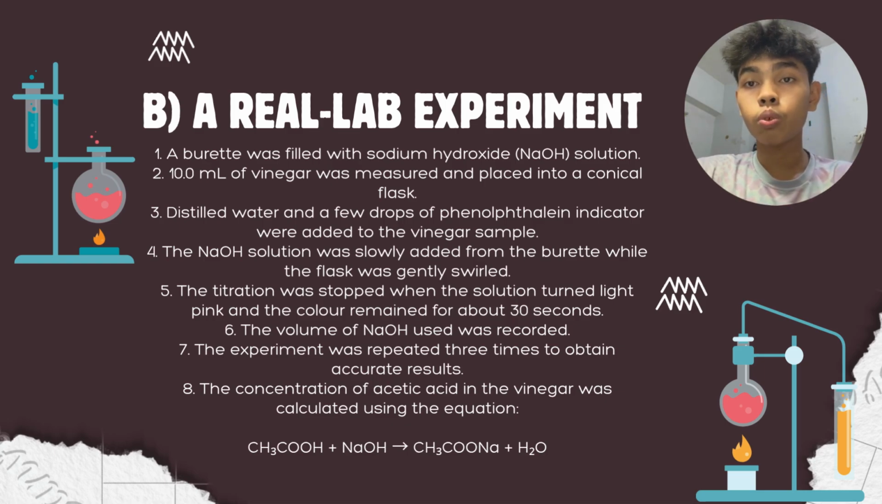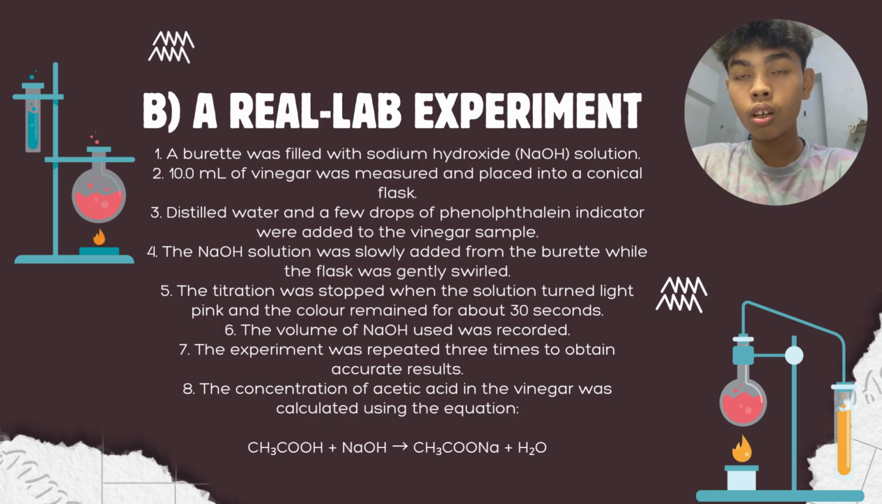Sodium hydroxide solution was added from the burette to the flask while the flask was shaken gently. Titration was stopped when the solution turned light pink and the color remained for about 30 seconds. The volume of sodium hydroxide was recorded and the experiment was repeated 3 times to obtain accurate results. The solution of acetic acid in the vinegar was calculated using the equation CH3COOH + NaOH = CH3COONa + H2O.